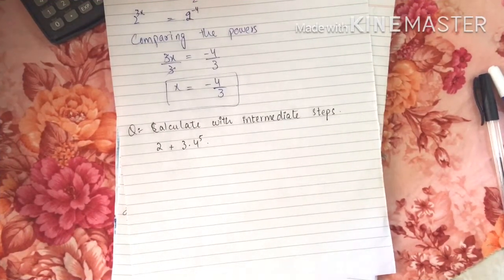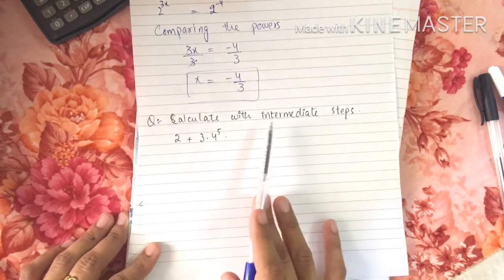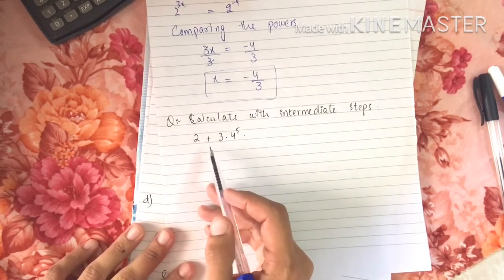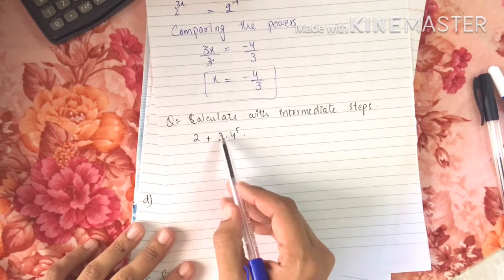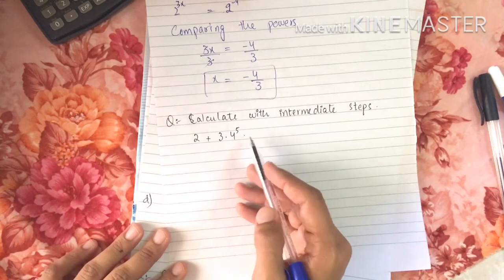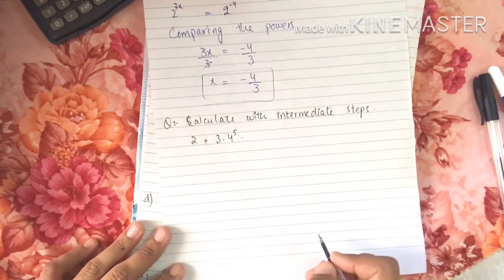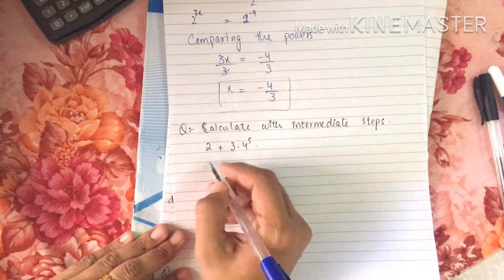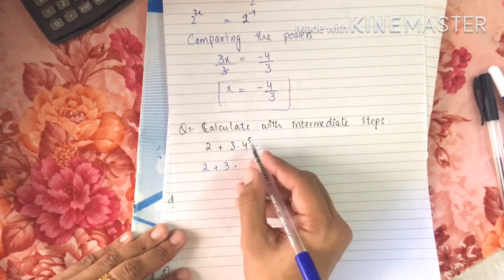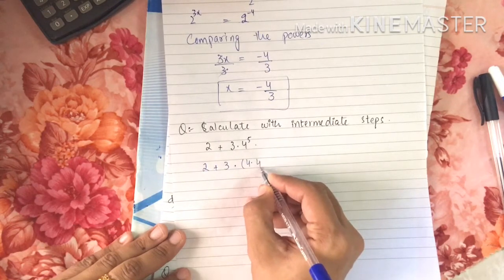And now we are going to solve the next question, calculate with intermediate steps. We have to solve this question, and you can see this is 2 plus 3 multiply 4 raised to power 5. 4 has the exponent 5, you can say. So what we would do in this question, it would be like 2 plus 3 dot 4 raised to the power 5, which means 4 times 4, 5 times.